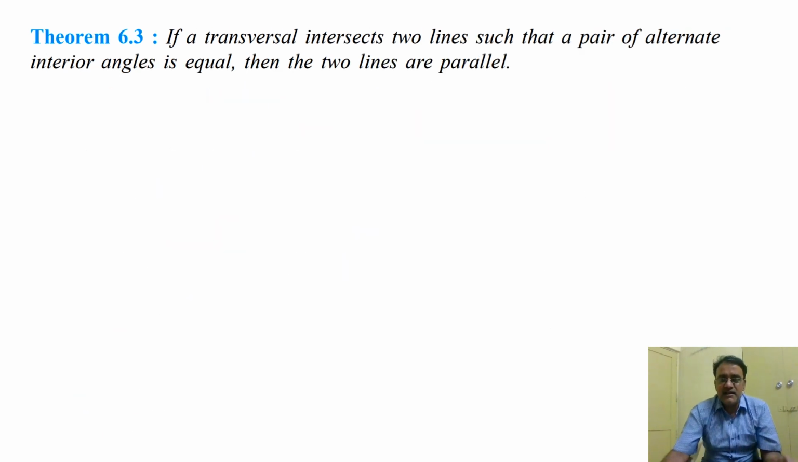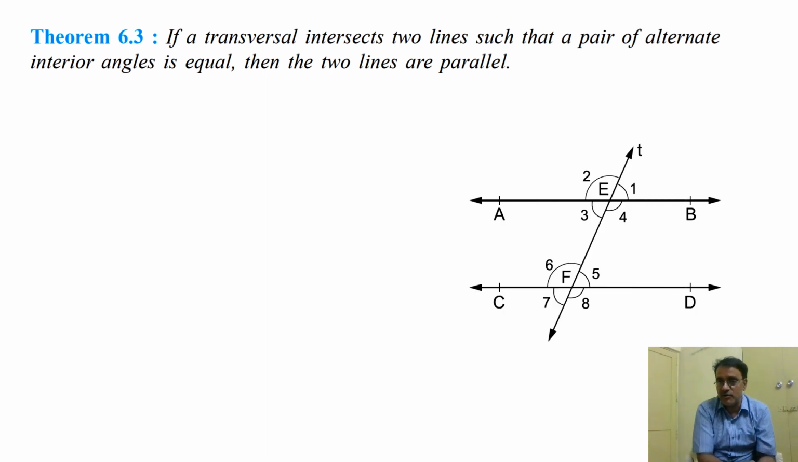Now we are moving towards theorem number 6.3. The statement is that if a transversal intersects two lines such that a pair of alternate interior angles is equal, then the two lines are parallel. So this is the converse of 6.2 theorem. 6.2 theorem में क्या था कि lines parallel है तो alternate interior angles equal है. Now in this theorem alternate interior angles are equal and we have to show that the lines are parallel. So फिर से हम लोग सबसे पहले डायग्राम ड्रॉ कर लेते हैं.